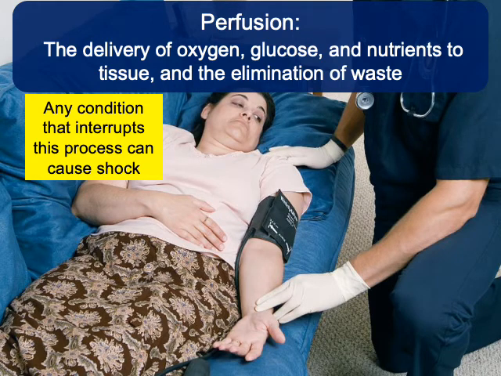So I've been talking about this a little bit throughout the lecture, but the definition of perfusion is the delivery of oxygen and glucose nutrients to the tissues and then the elimination of waste products, primarily carbon dioxide. If this is somehow interrupted by something, allergic reaction, gunshot wound, blood loss, some kind of infection, then they're going to go into a state of hypoperfusion, which is also known as shock. So be familiar with the definition of perfusion.